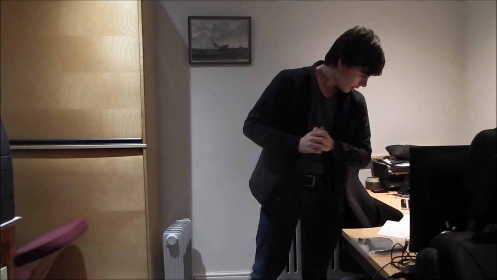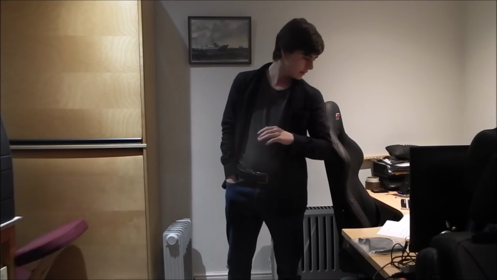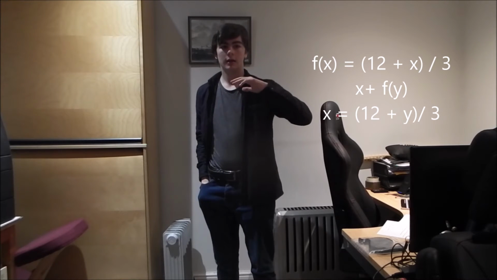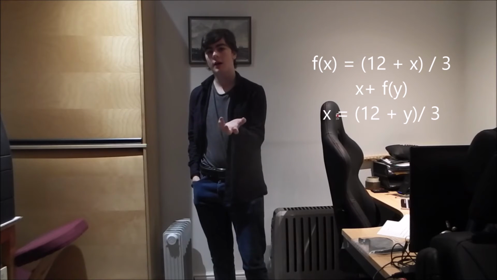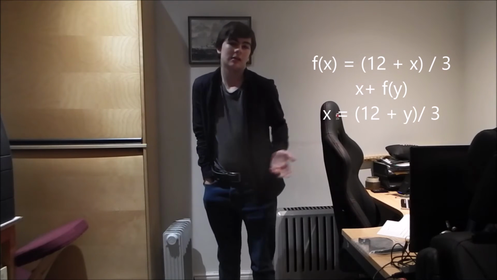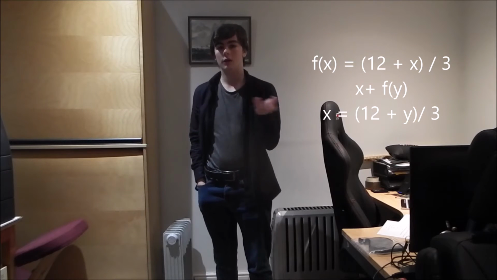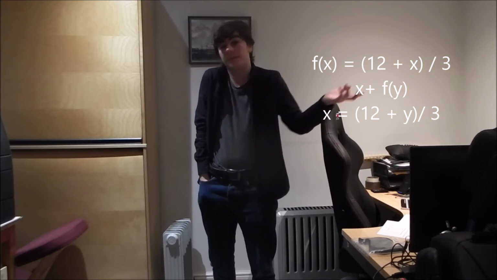Anyway, I believe I got on to rewriting f of x equals 12 plus x over 3. And you have to find the inverse function of that. I was saying how you have to rewrite it to be f of y. When you rewrite it to be f of y, you're just rewriting the exact same thing, except x equals 12 plus y over 3. So you're just replacing the x with the y. Simple, right? Now, what you do next is you have to make y the subject of the equation.